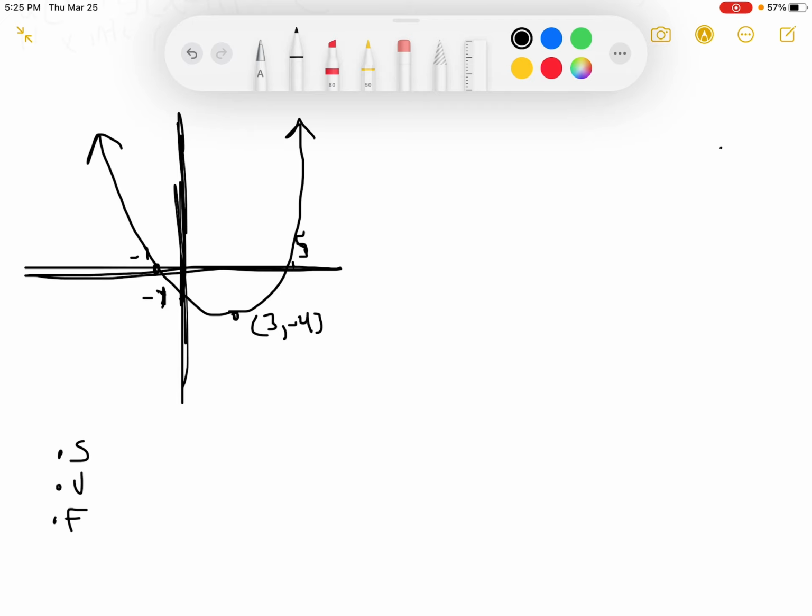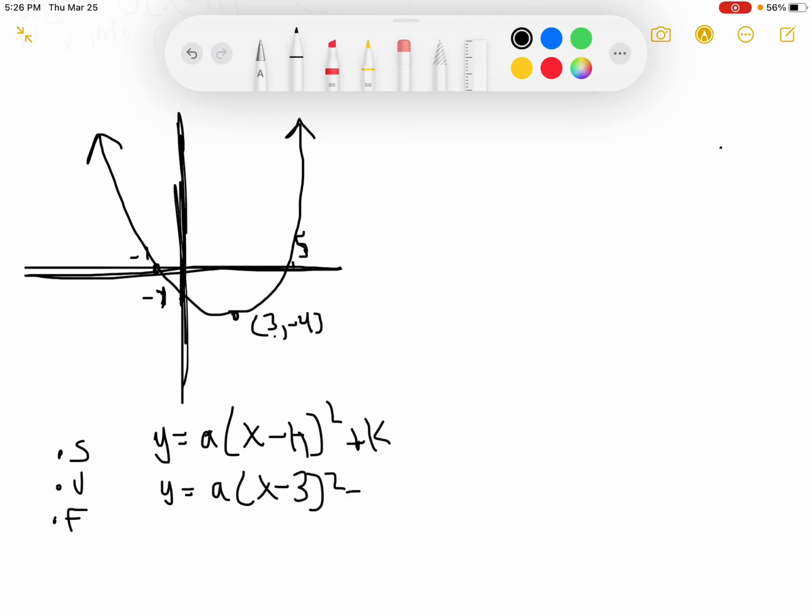So vertex. So remember what the vertex form is. It's y equals a times x minus h squared plus k. It could be negative. Remember, h and k are the vertex points, but you change the sign of h. So now we have a times x, change the sign of the 3, so it's -3, squared minus 4. Okay, well, we're not done making the equation because you don't know what a is.